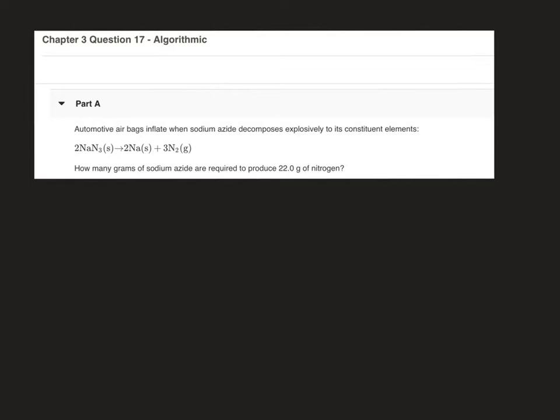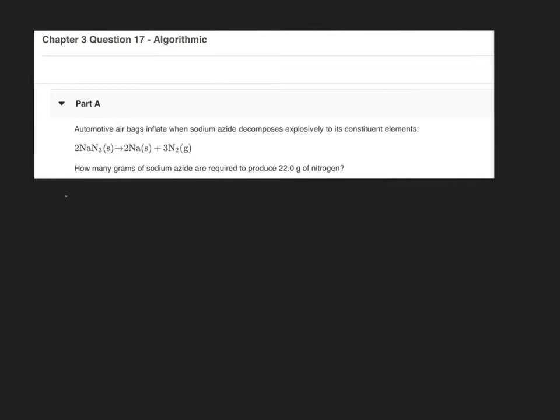Automotive airbags inflate while sodium azide decomposes explosively for its contents. Now, some of you might have experienced this at one time in your life. However, this is how it all works. But this is actually saying how much is already in your airbag based on 22 grams of nitrogen being formed.